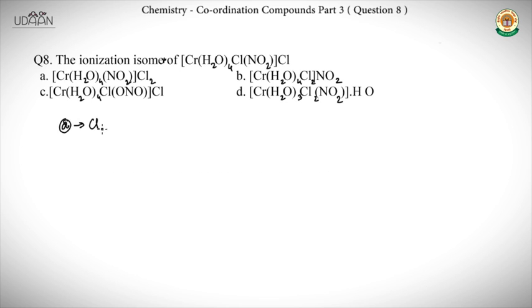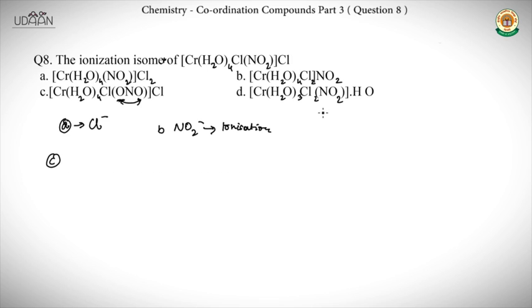The A option gives out Cl minus as an ion and a particular coordination entity as an ion. You can see that it's the same on ionizing in the medium, you get the same particular ions. In the B option you get NO2 minus. So this is one ionization isomer because it gives you a different ionization product when you ionize the compound. The C option is a linkage isomer because you can see that instead of NO2 this is ONO. This is a nitrito O.